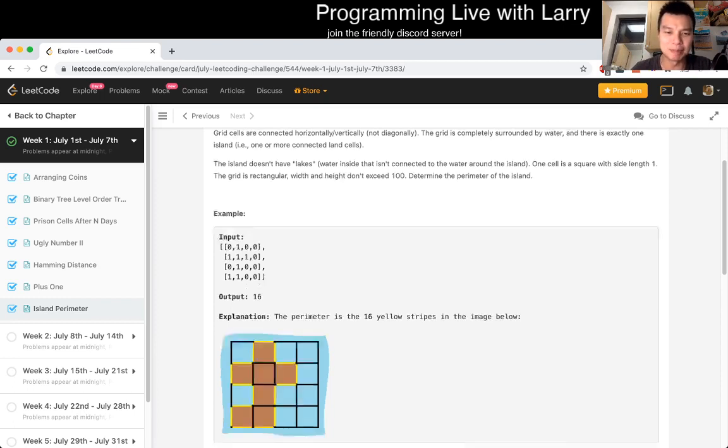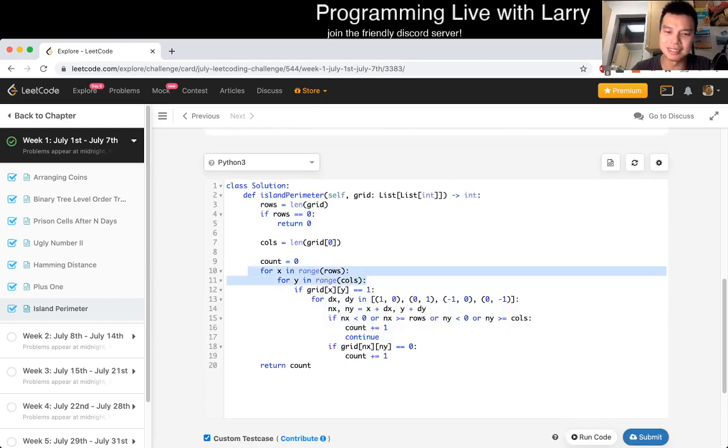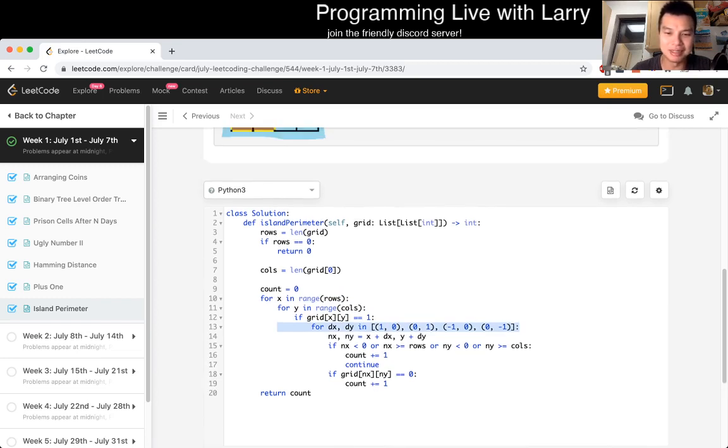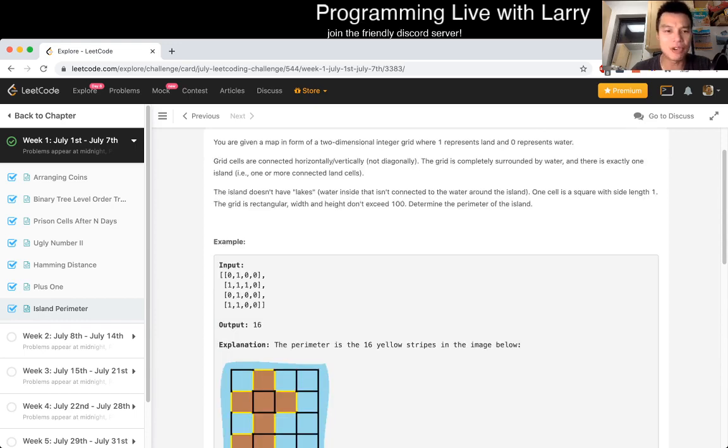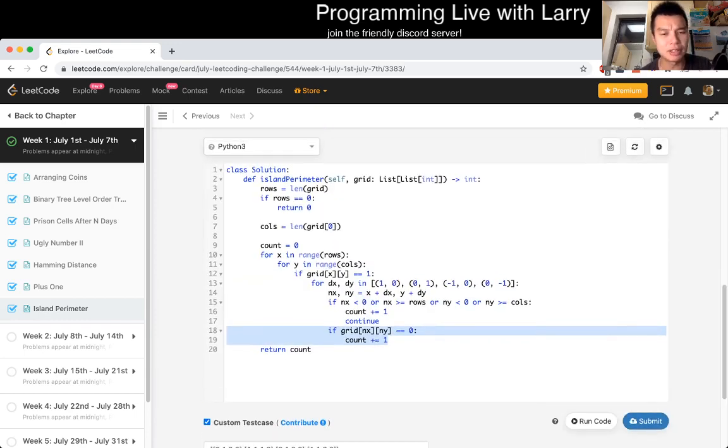With that, you could do it in 2 for loops, and a for loop helps make typing a little bit easier. And you just count those cases. It's just scenario analysis, and there are only 2 of them: one is if it's out of bounds, and the other is if it is 0, which means it's water. Pretty straightforward.